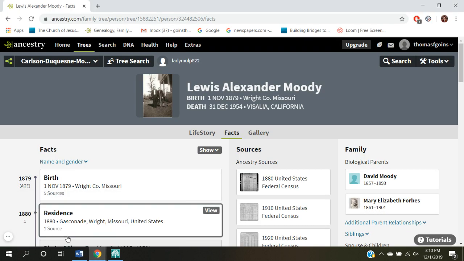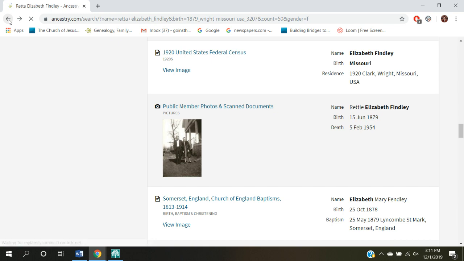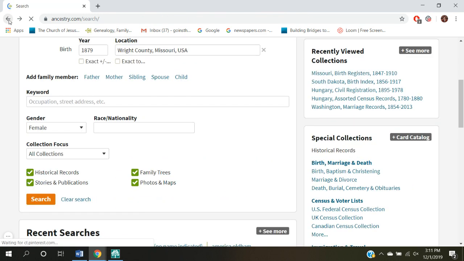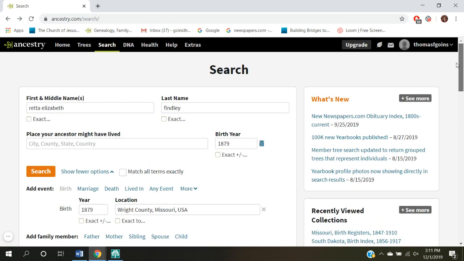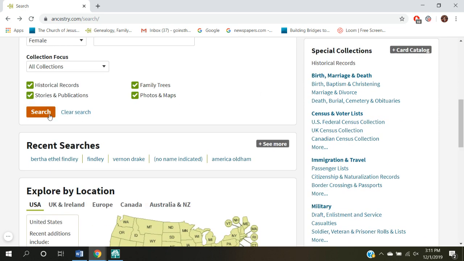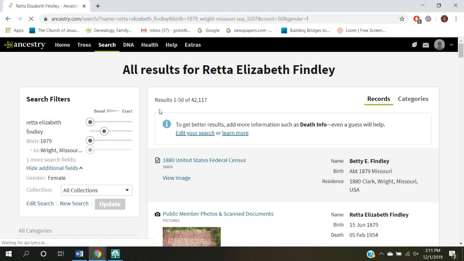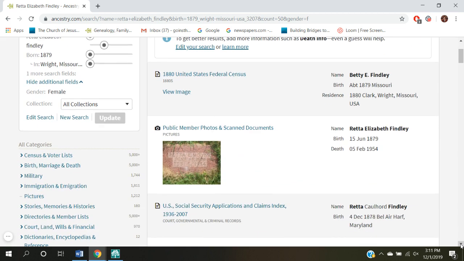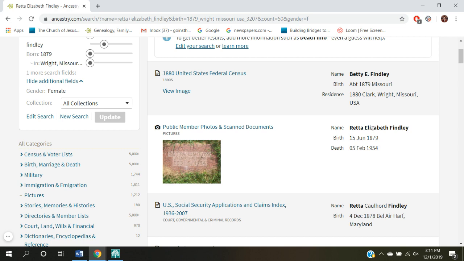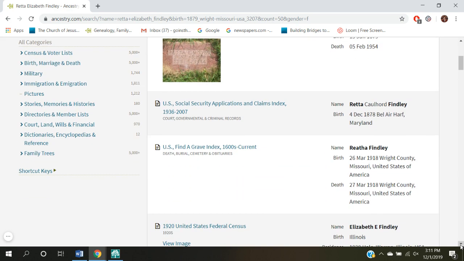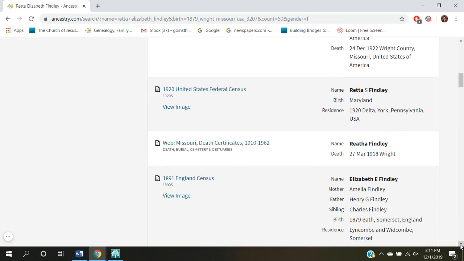You'll notice that when I was on Ancestry.com, I looked first for Retta Elizabeth Finley. I looked down these options. These two are her here. The others aren't. None of these are her.